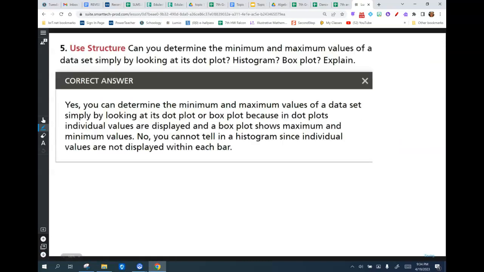The other one they had is, can you determine the minimum and maximum values of a data set simply by looking at a dot plot? Sure you can. Histogram? No. But then a box plot, yes. So you can for a dot plot and a box plot. You cannot for a histogram since individual values are not displayed. You can in a box plot because those whiskers are your minimum and maximum.